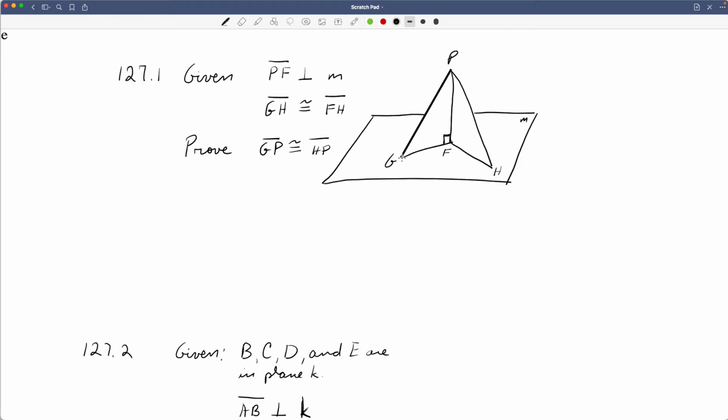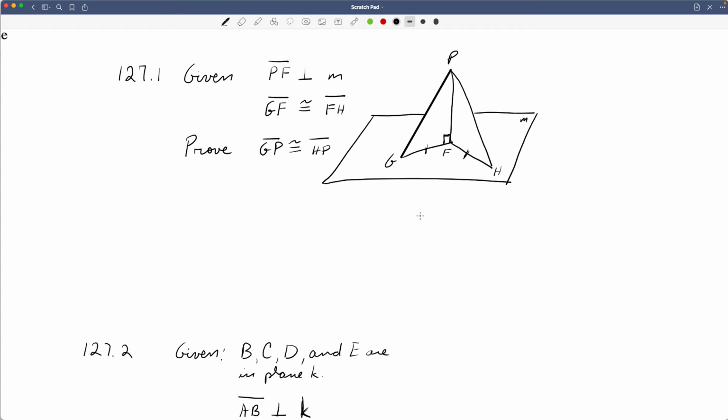GH, which is this line here. Am I drawing that right? Oh, I'm sorry. I wrote that incorrectly. It's not GH. It should be GF. I'm fixing to say there's not a line right there. So line segment GF is congruent to line segment FH. So these have the same length right there. We need to prove that line segment GP is congruent to line segment HP.